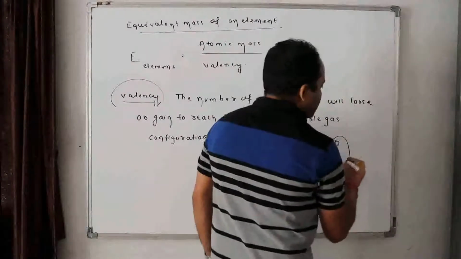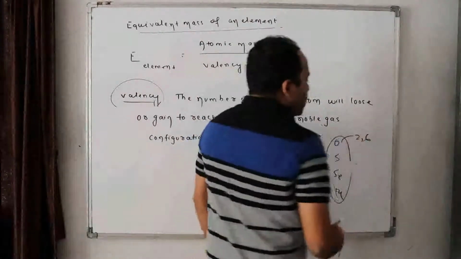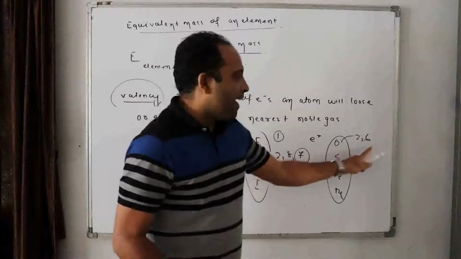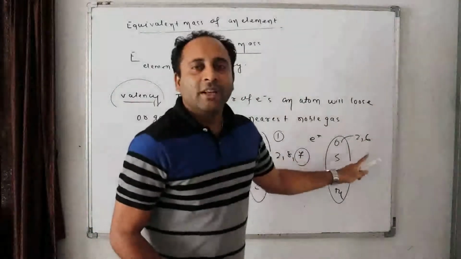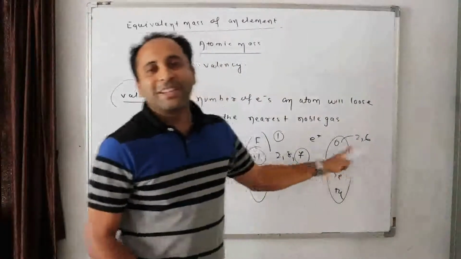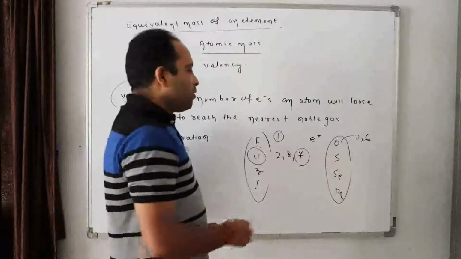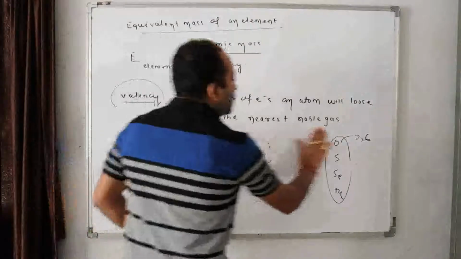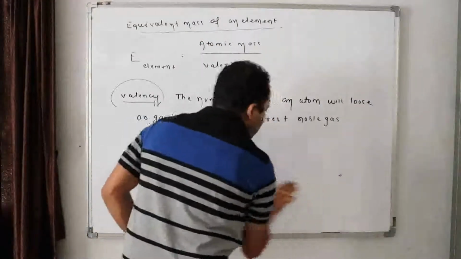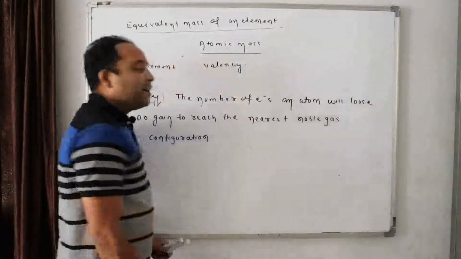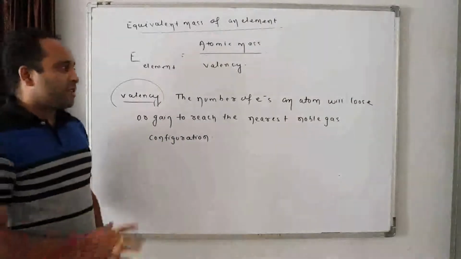Their configuration, for example, for oxygen is 2, 6. If they get 2 electrons, it will become 2, 8. That will be 8 plus 2, 10. 10 is what? Neon. So it reaches the nearest noble gas configuration by getting 2 electrons. So what is valency? The number of electrons it loses or gains to reach the nearest noble gas configuration.